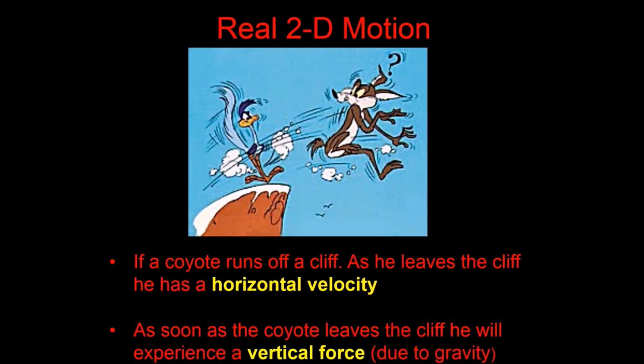So let's really study what would happen to a coyote if he ran off a cliff. We're using real physics here and applying it to cartoons. If a coyote runs off a cliff, as he leaves the cliff, he will have his horizontal velocity. As soon as the coyote leaves the cliff, he'll experience a vertical force. Now he's always experiencing that vertical force, even though he's on the ground. It's just that it's not having the effect of accelerating him down in the y direction. He's not picking up speed in the y direction because he's in contact with the ground until he leaves the ground.